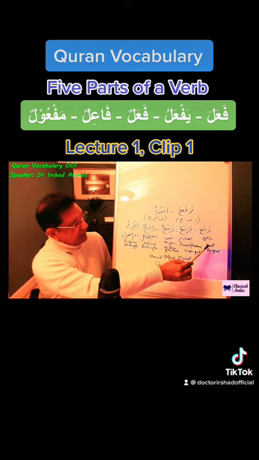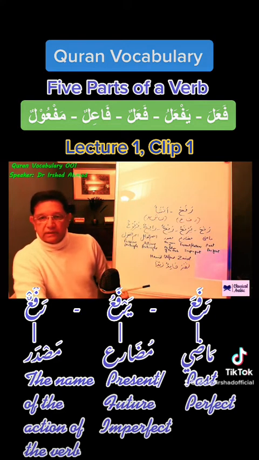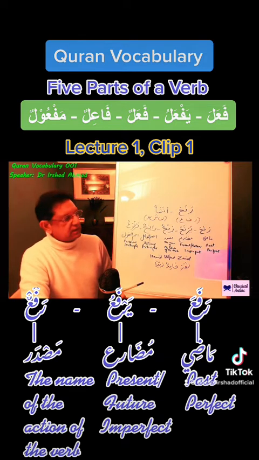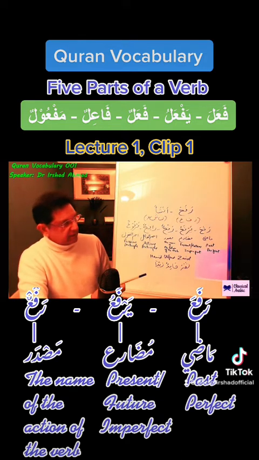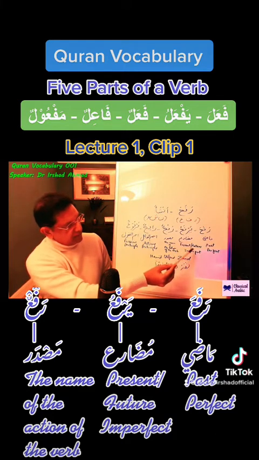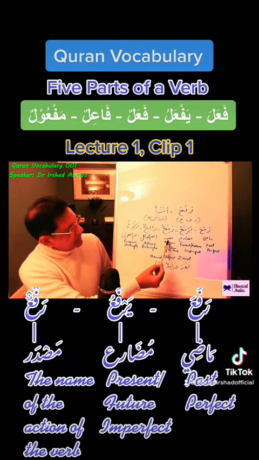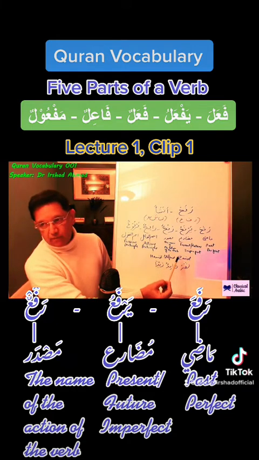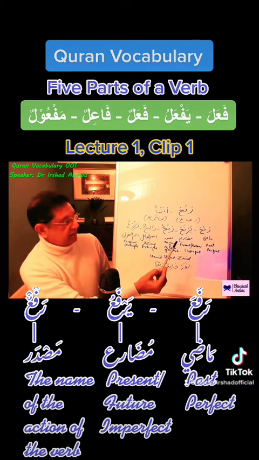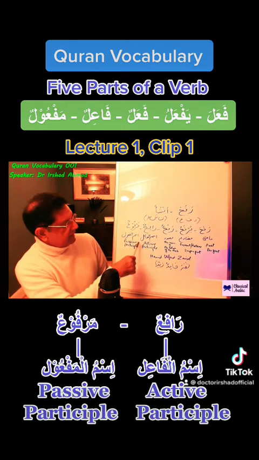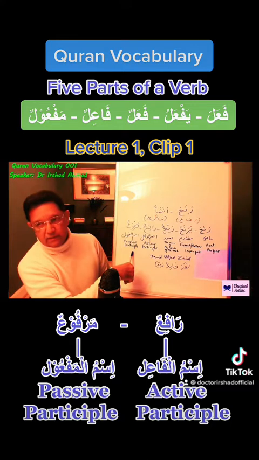Madi is past, which is also called perfect tense in English. Perfect not in the sense that it is flawless, but perfect in the sense that the action has completed in the past. Mudare covers both present and future. It's also called imperfect tense. Masdar is the name of the action of the verb. We have discussed that a little bit in the past. Ismul fa'il is active participle and ismul maf'ul is passive participle in English.